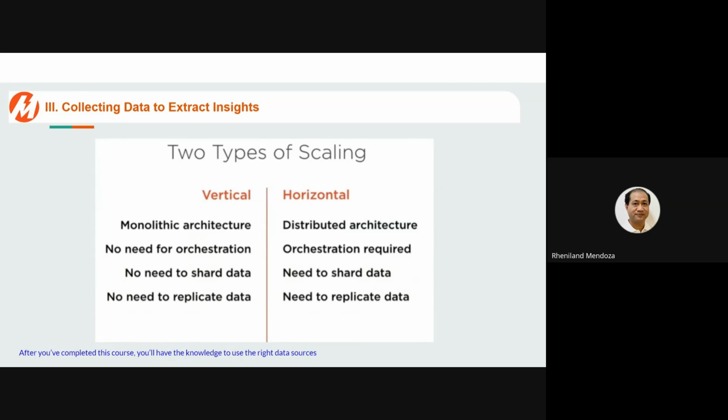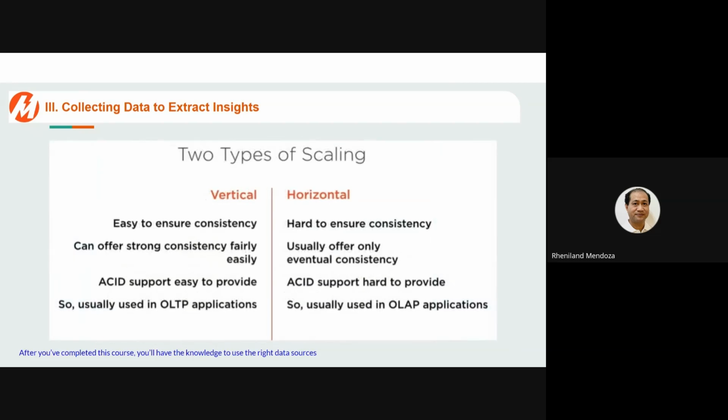Vertical scaling does not require you to shard data and spread them across machines, whereas horizontal scaling does. With vertical scaling, you might back up data, but your data is not replicated in real time. Whereas with horizontal scaling, in order to keep your data secure, it needs to be replicated.